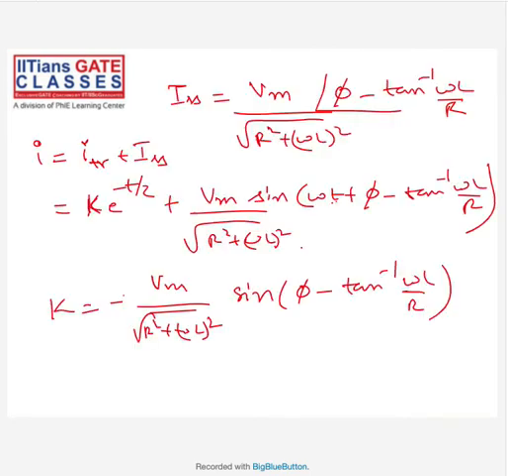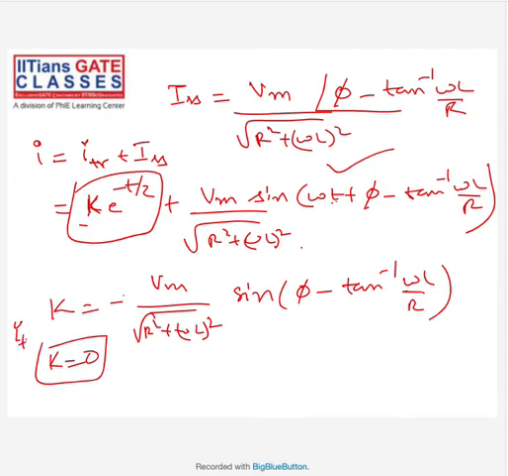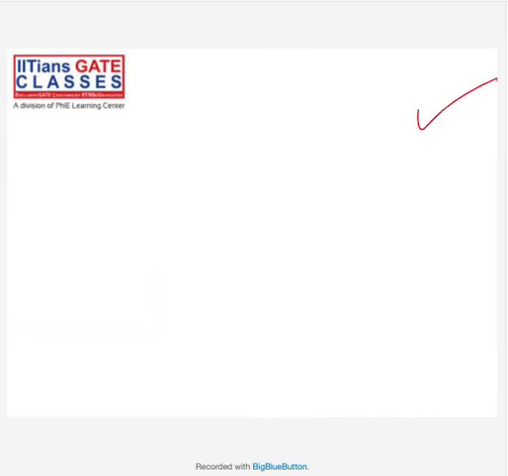What happened? The only this term should be 0. That means k should be equal to 0. K is equal to 0 in the sense of the transient-free condition, at t equal to 0, my k should be 0. So that means sine of phi minus tan inverse omega L by R should be 0.